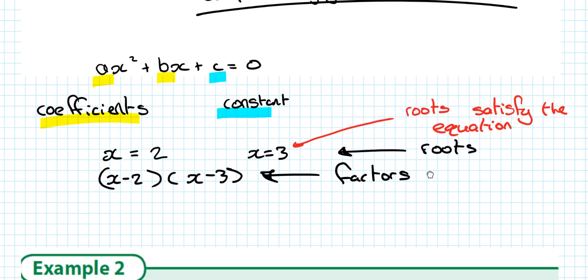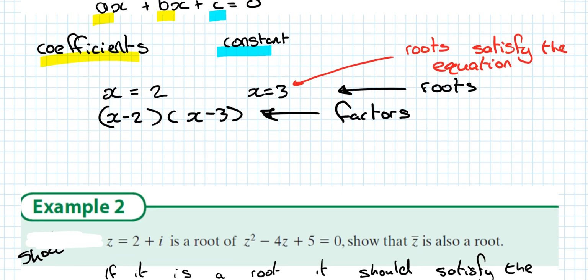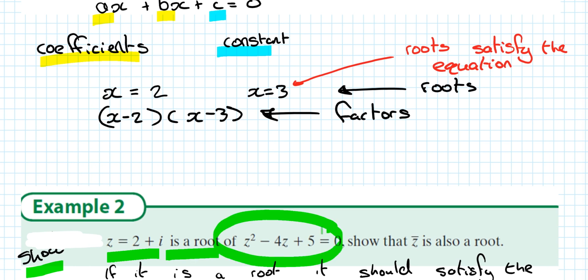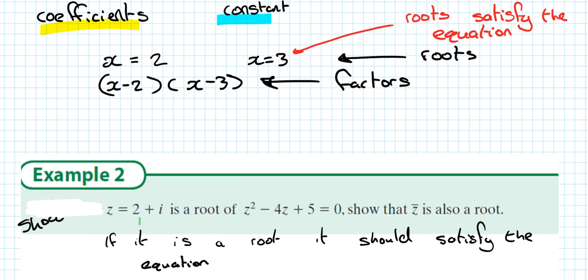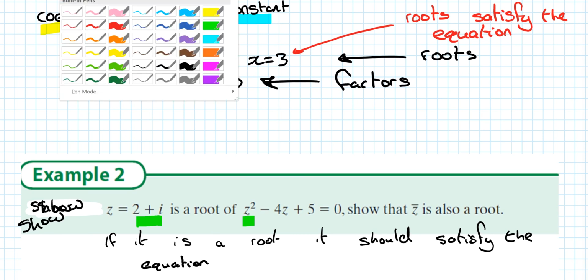Okay. So how does this build into complex numbers? If a question said show that z is equal to 2 plus i is a root of this, how would we go and do that? Well, the same way as if it said show x is equal to 2 is a root. It should satisfy: 2 plus i, if I sub it in for z, should satisfy the whole situation.